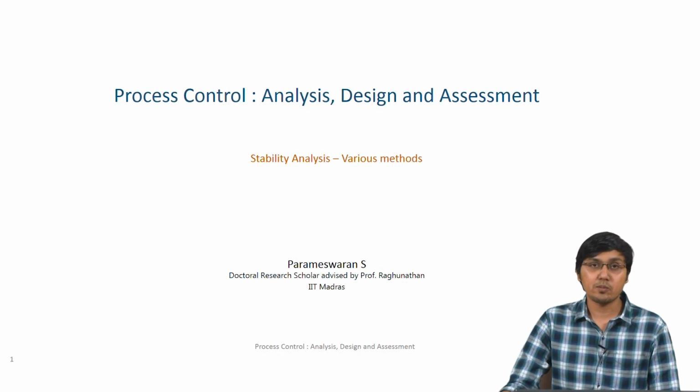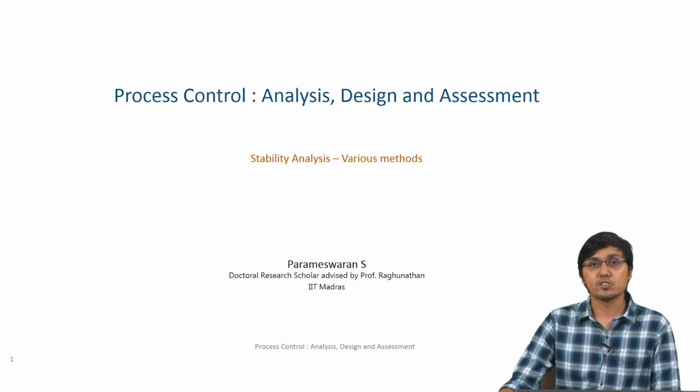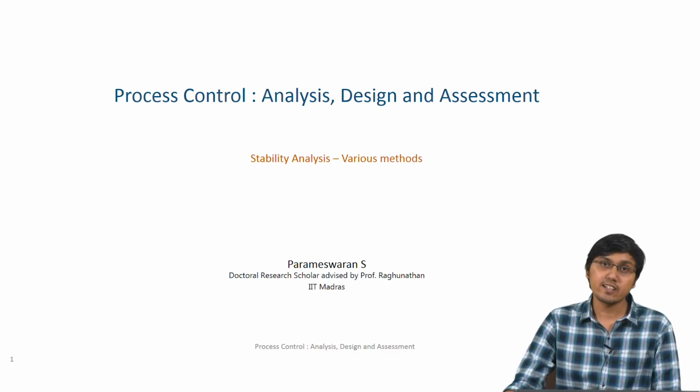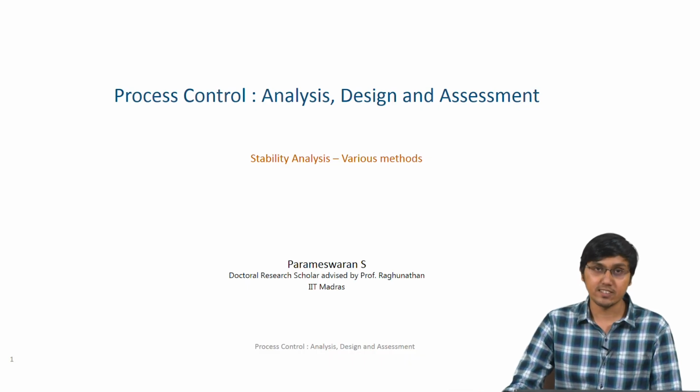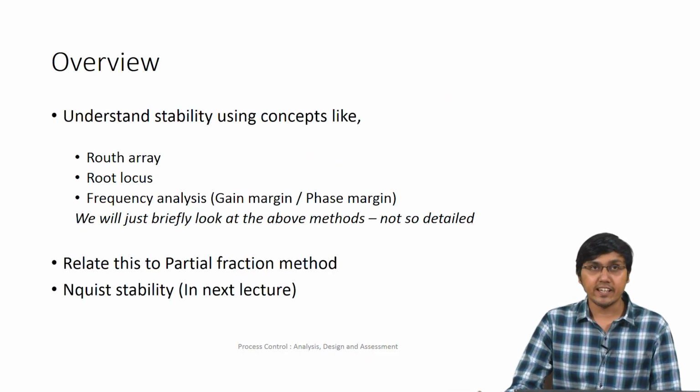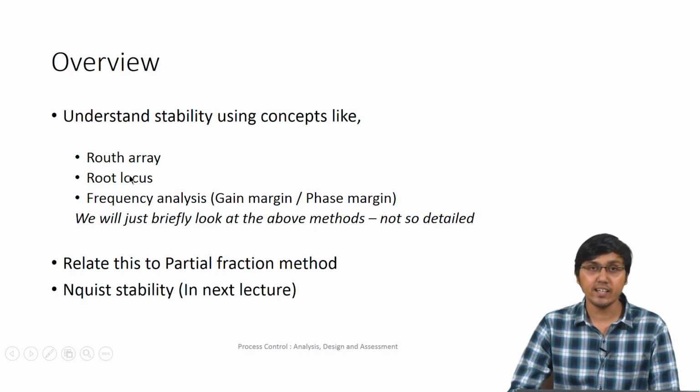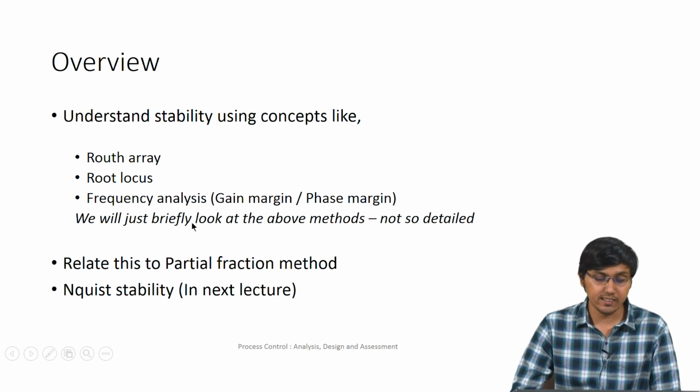Welcome to the next lecture on process control analysis, design and assessment. Today we are going to look at various methods that are used for stability analysis. Here are some of the methods that are generally used: one is Routh array, another is root locus, and frequency analysis based stability analysis. We will briefly look at these methods. We will not go into much detail.